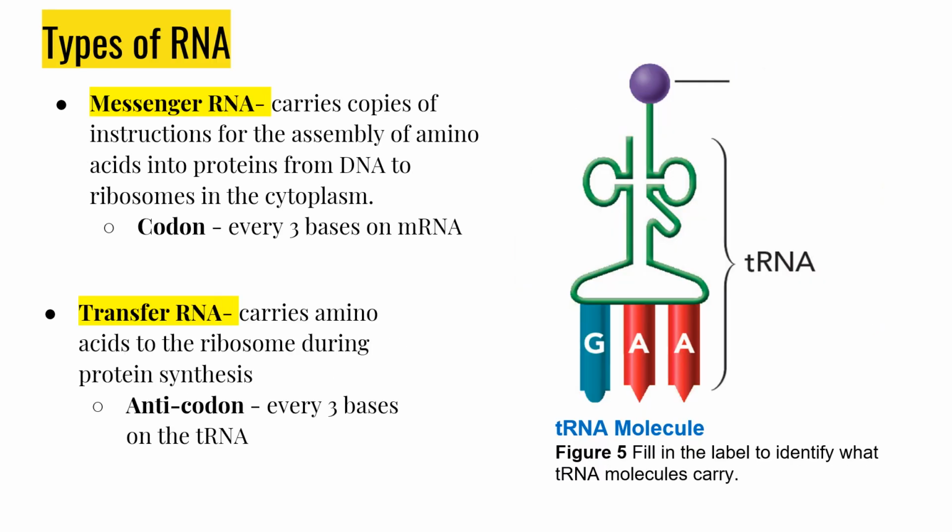There are different types of RNA. So we just talked about messenger RNA, or mRNA, and it carries copies of instructions for the assembly of amino acids into proteins from DNA to ribosomes in the cytoplasm. Note that a codon is every 3 bases of mRNA. Now, transfer RNA, or tRNA, carries amino acids to the ribosome during protein synthesis. An anticodon is every 3 bases on the tRNA.